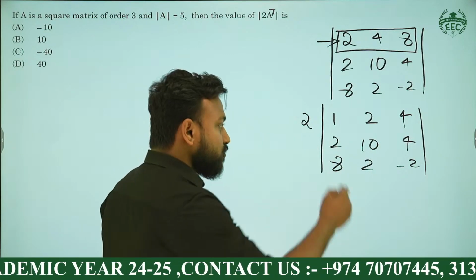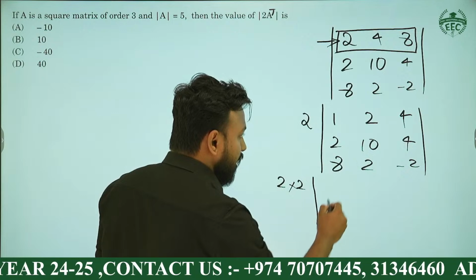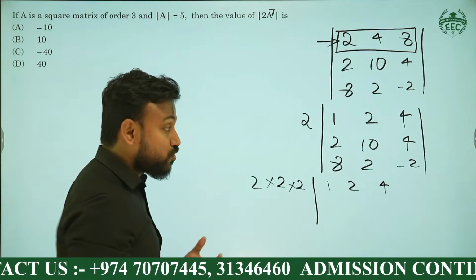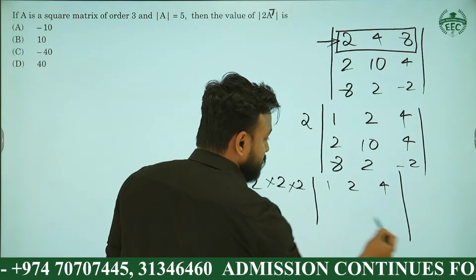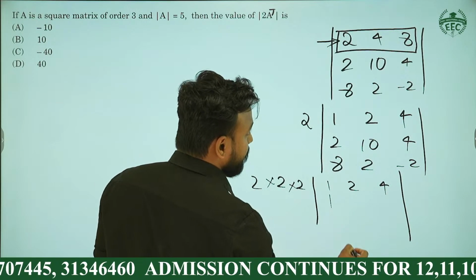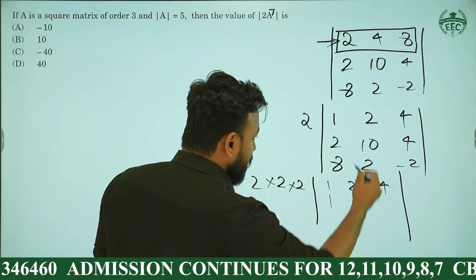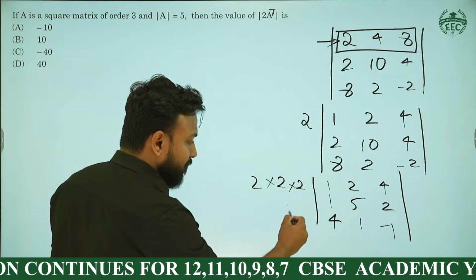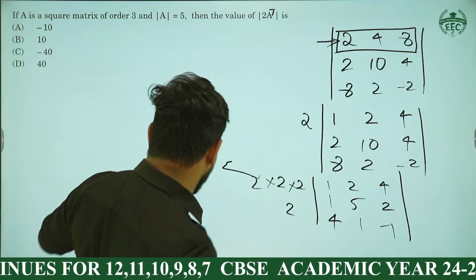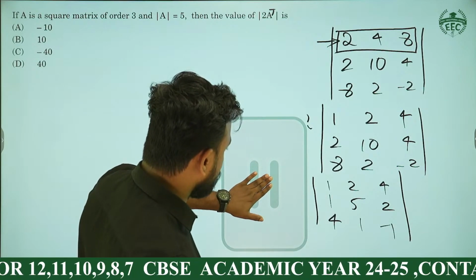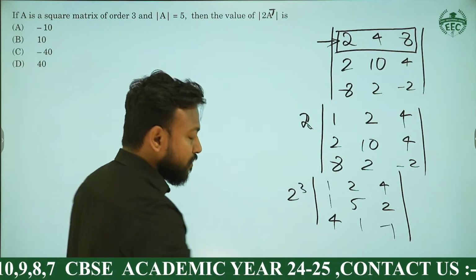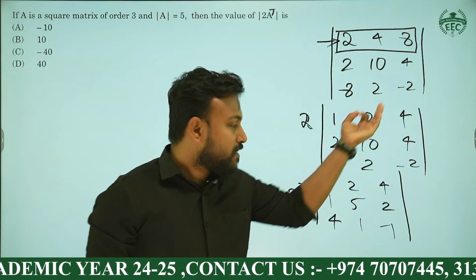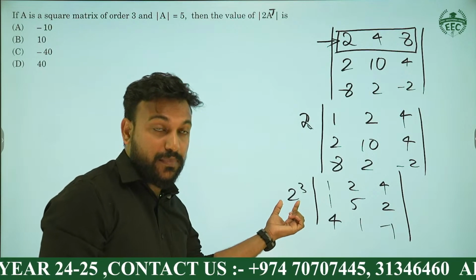That is the rule. If you want to take another 2, I can take it from the second row, and also from the third row. If I take 2 from each row, then what will you get? This will become 1, 5, 2, 4, 1, minus 1. Then it will be 2 raised to 3, because 2 into 2 into 2 is 2 raised to 3. If you take 2 from each row, there will be a 2 raised to 3 because there are 3 rows.